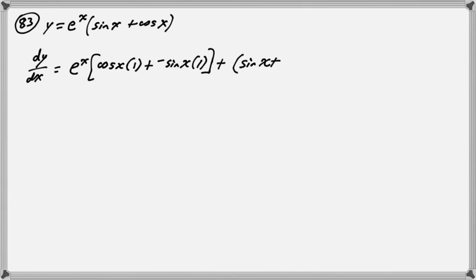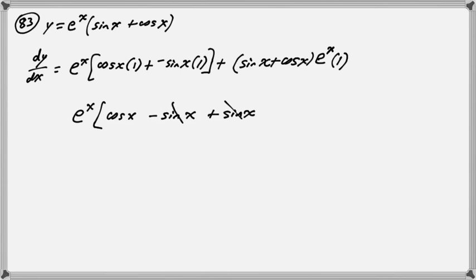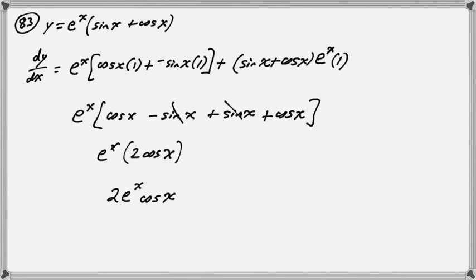Now I bring down the sine plus cosine. And now I need the derivative of the first one, e to the x. Derivative of e to a power is e to the same power times the derivative of the power. So, what do we have here? Can I factor out an e to the x out of the whole thing? That would give me cosine x minus sine x plus sine x, which would cancel, plus cosine x. Cosine plus cosine is 2 cosines. So the answer they're going to have is this.